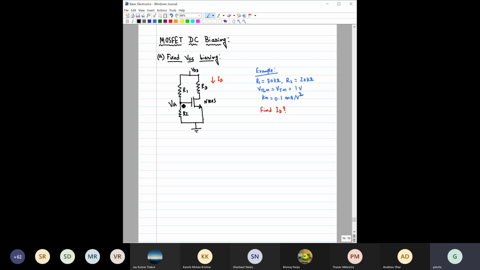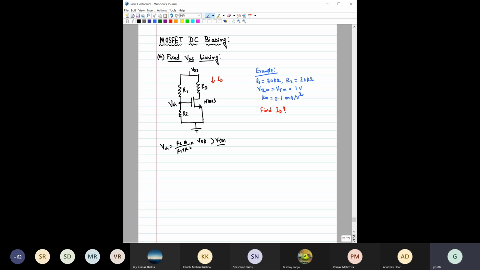Now, what is the VG? You can easily find it out by taking a voltage division. VG is basically R2 by R1 plus R2 into VDD. That's how you can find this potential. Once you have this potential, if it is greater than VTN, then you can say the transistor is on. There will be some value of ID, but you don't know whether the transistor is operating in the saturation region or in the triode region.